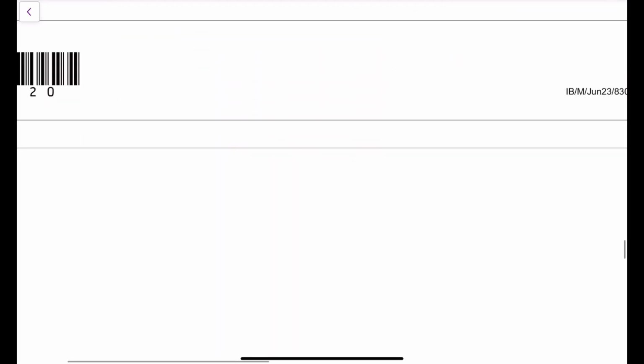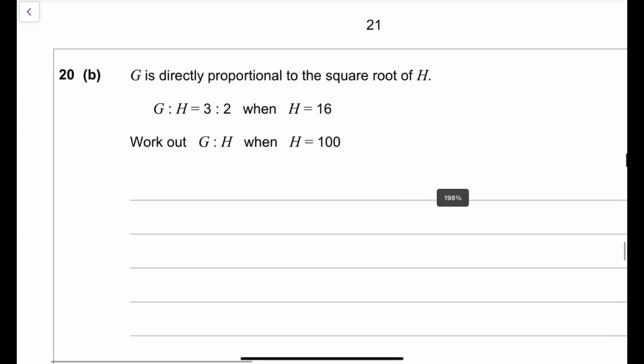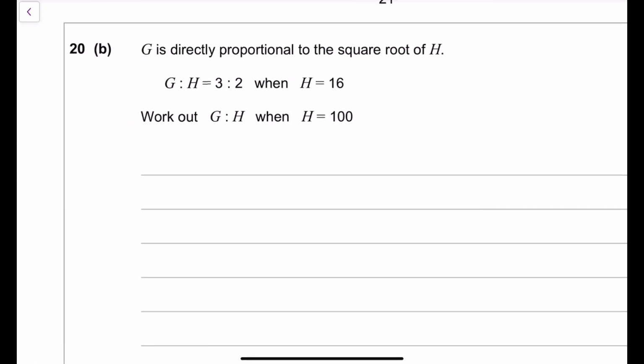All right. Is that it? Right. D is a different question. G is directly proportional to the square root of h. So let's write that in first. So G is directly proportional to the square root of h.